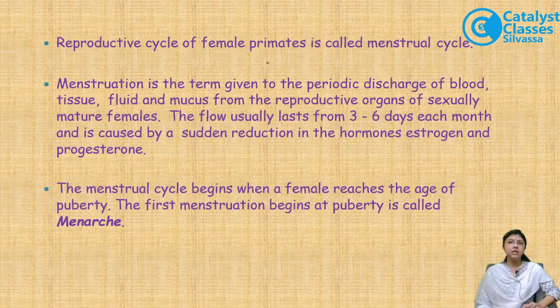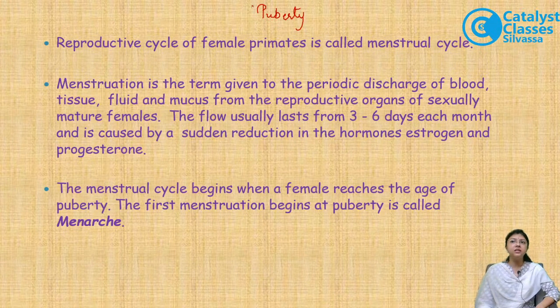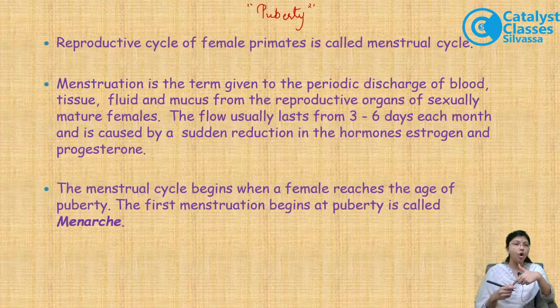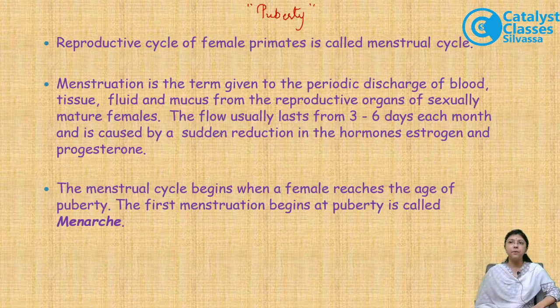So let us study the menstrual cycle. Again, remember one thing: the menstrual cycle in females starts at the age of puberty only. Why? Because at puberty the hormones will be released, and the cyclic changes of these hormones are responsible for the menstrual cycle. And the menstrual cycle is a characteristic of female primates. Characteristic of which organisms? Female primates.